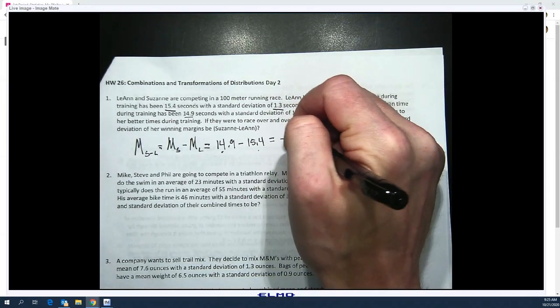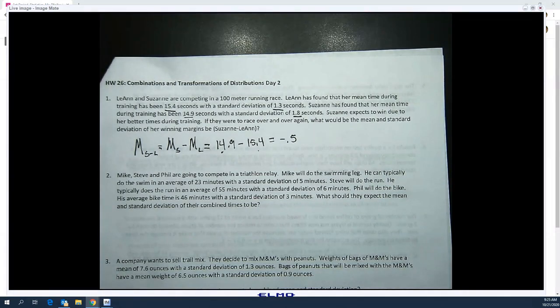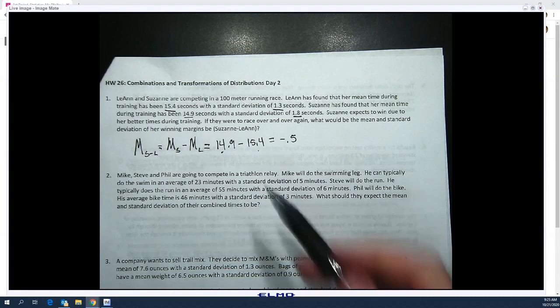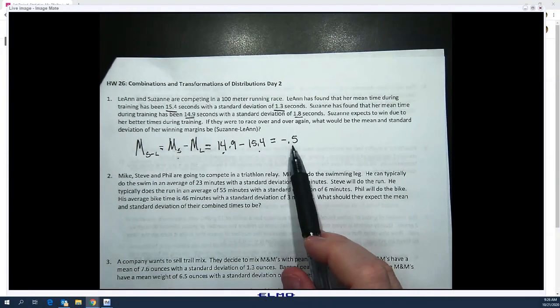So on average, if they were to race over and over and over again, just constantly every day, it seems like Suzanne would typically win by about 0.5 seconds. She'd be about 0.5 seconds faster than Leanne.